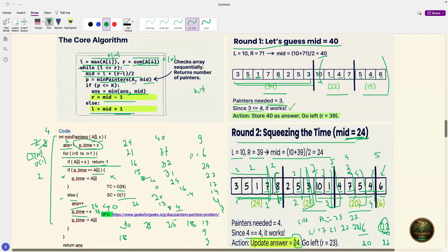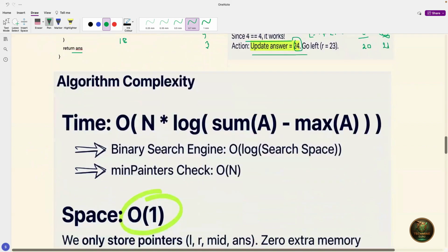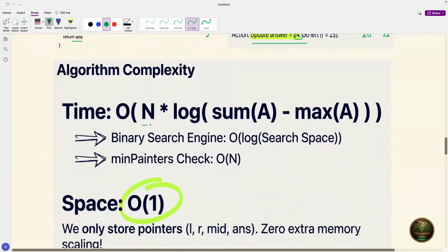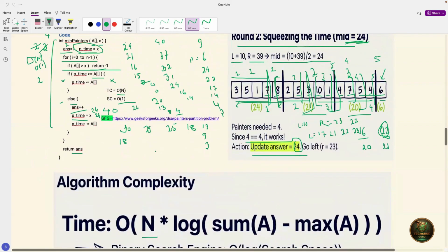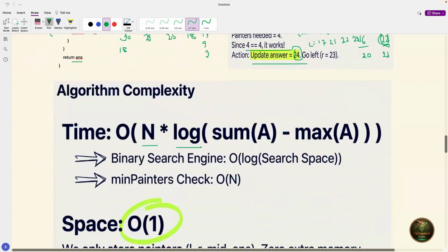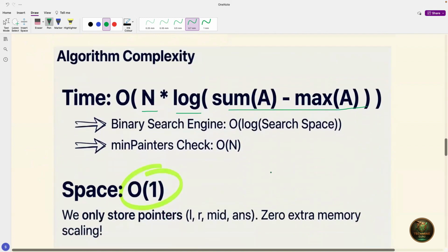But for this binary search to run, we need O of log of search space. And what is the search space? Search space is between max of A of I and sum of A of I. So our total time complexity will be O of n into n taken by the min painters function, and this is for binary search, which is log of search space, which is sum of A minus max of A. And since throughout this code we have not taken any extra space, our space complexity will be O of 1.